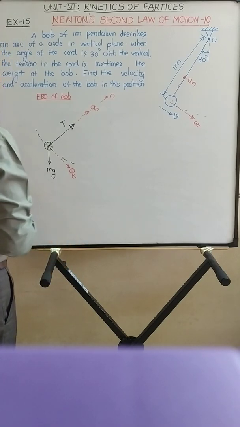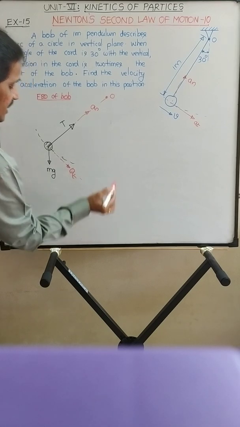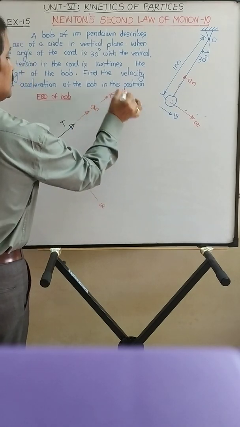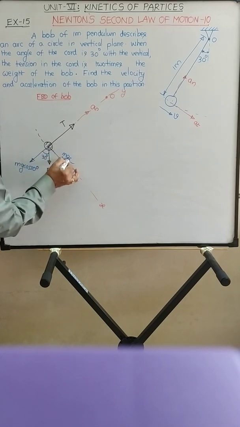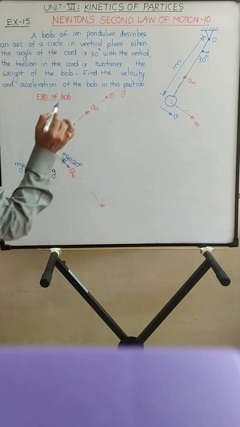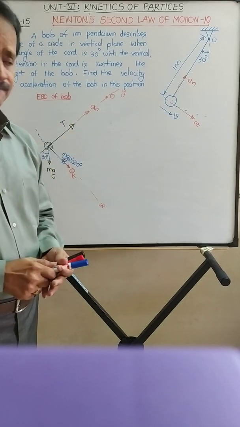So taking the x-axis in the tangential direction and the y-axis in the normal direction, and resolving this mg into 2 components, along the x-axis in the tangential direction and along the y-axis, that is, in the normal direction. It is given 30 degrees. So the component adjacent to the angle is mg cos 30, the other component is mg sin 30. Right?